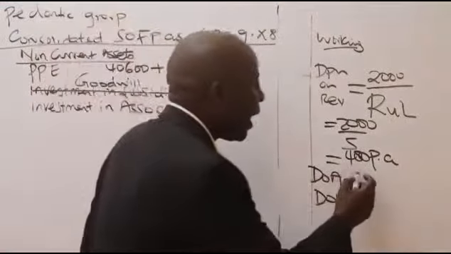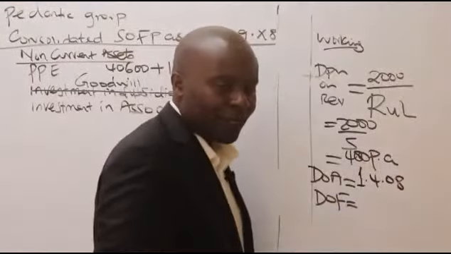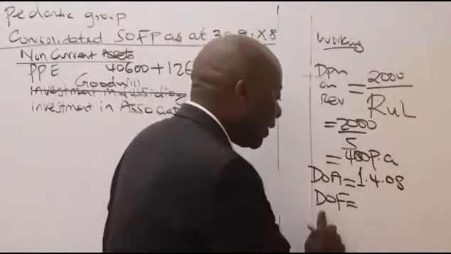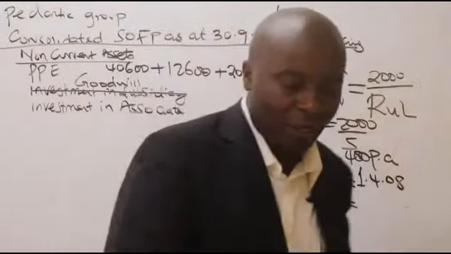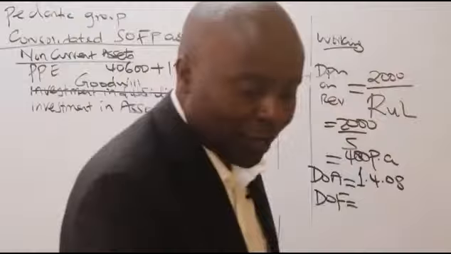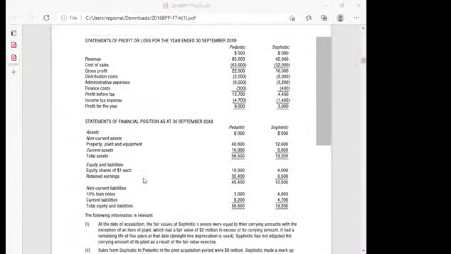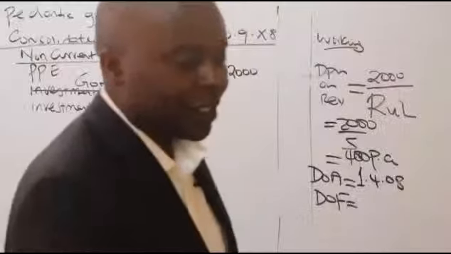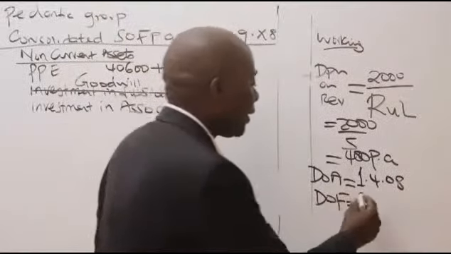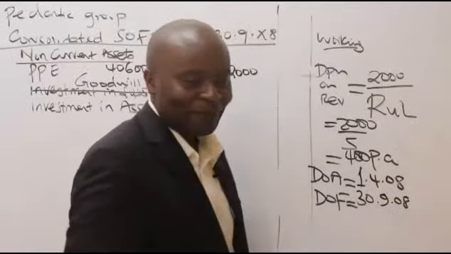So the DOA here is 1st of April 08. And then we have the date of financial statements. The date of the financial statements that have been given to you as an auditor is here. You can see these are my financial statements: 30th September 08, 30th September 08, 30th September 08.